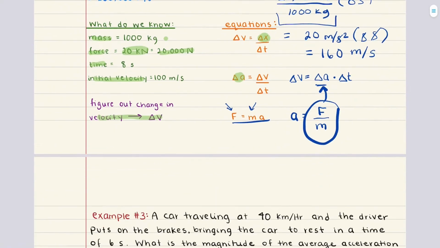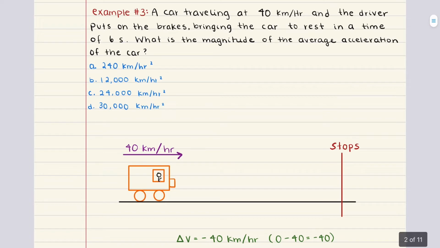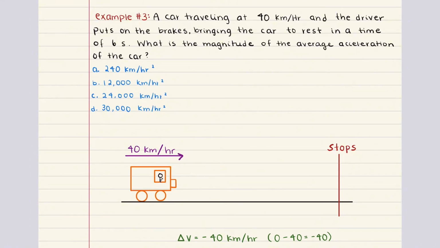Beautiful. Let's tackle problem 3 next. This problem says a car is traveling at 40 kilometers per hour, and the driver puts on the brakes, bringing the car to rest in a time of 6 seconds. What is the magnitude of the average acceleration of the car? Now, the first thing we need to do is recognize that acceleration is defined as the change in velocity divided by the time interval over which the change occurs.